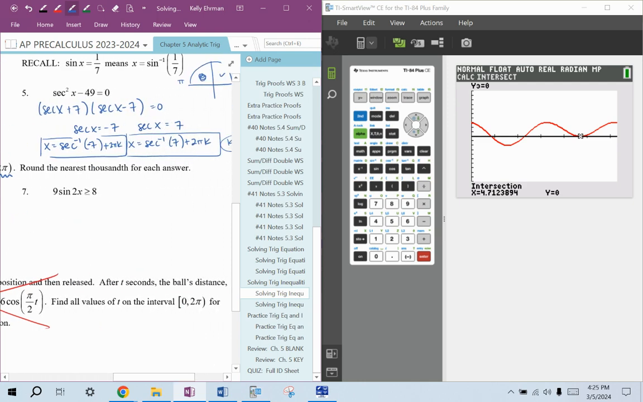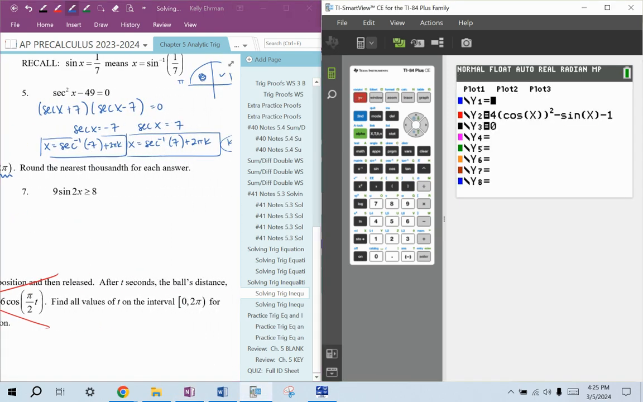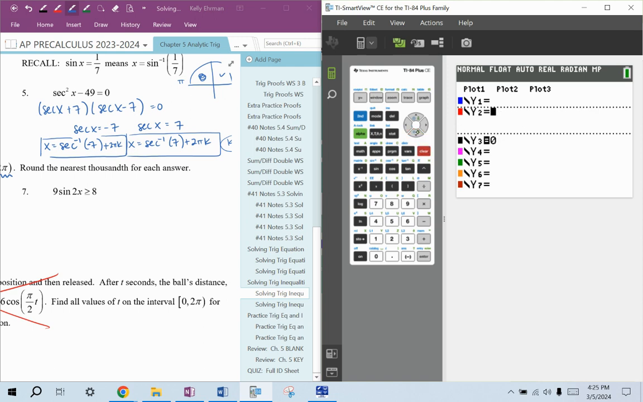All right, last problem. When is this above 8? So if I leave everything exactly as it is, then try to clear this out. This is kind of glitchy. It keeps skipping over y1. So I'm just going to type in 9 sine of 2x and compare that to 8. Or you could divide by 9 and do sine of 2x and 8/9. But I'm just going to leave it like this.